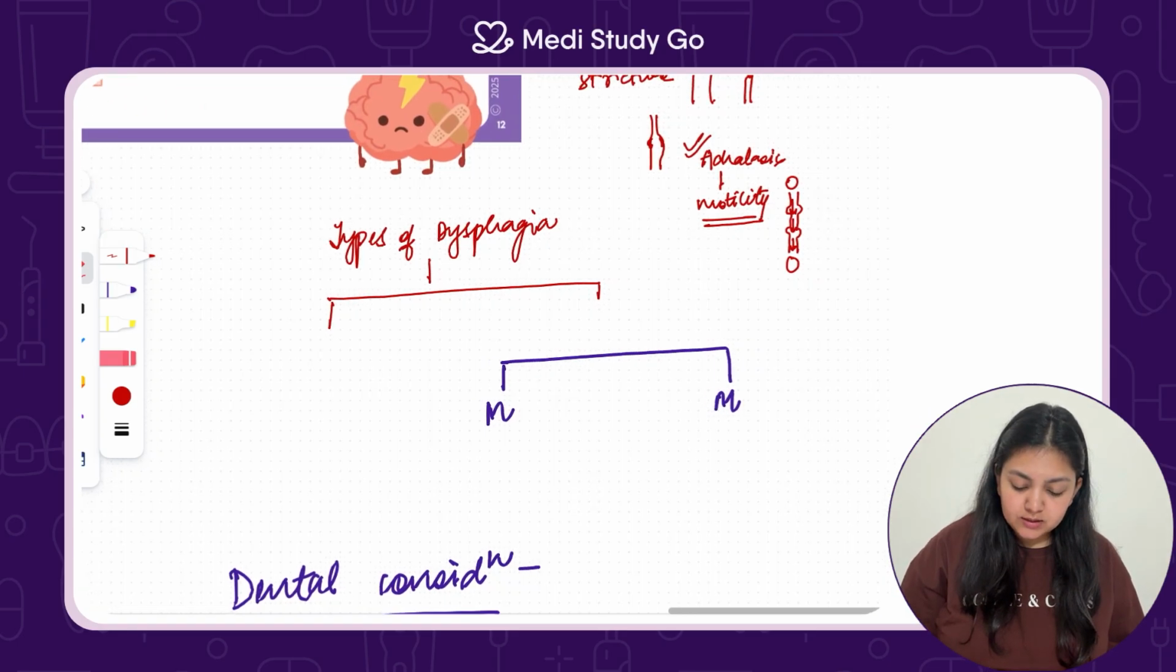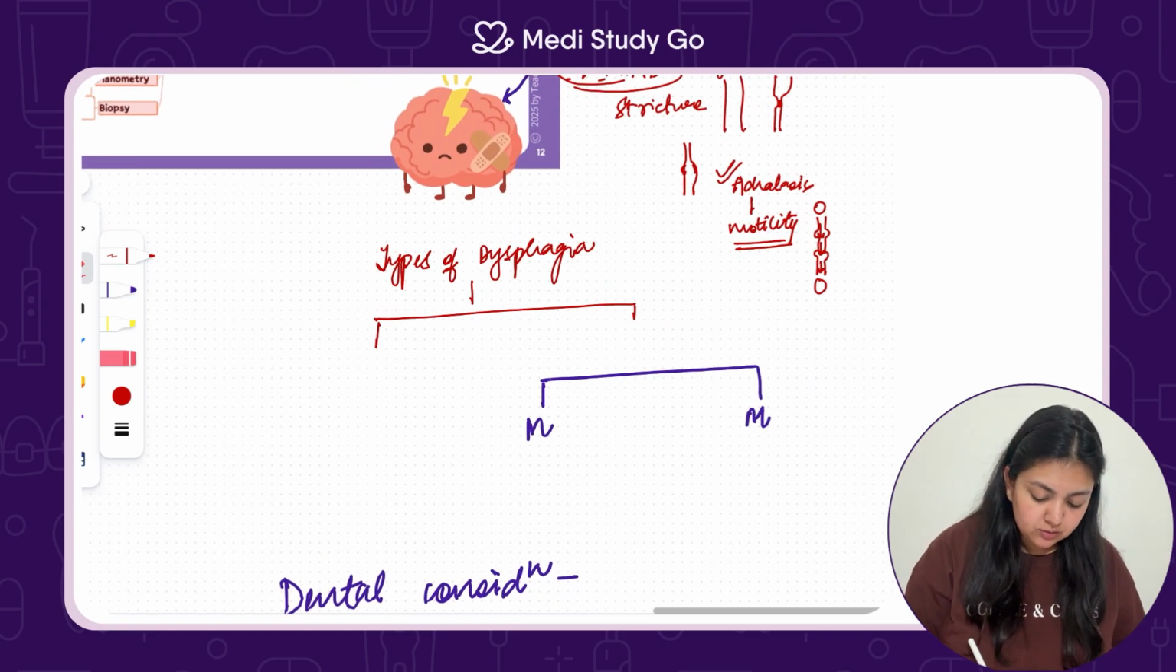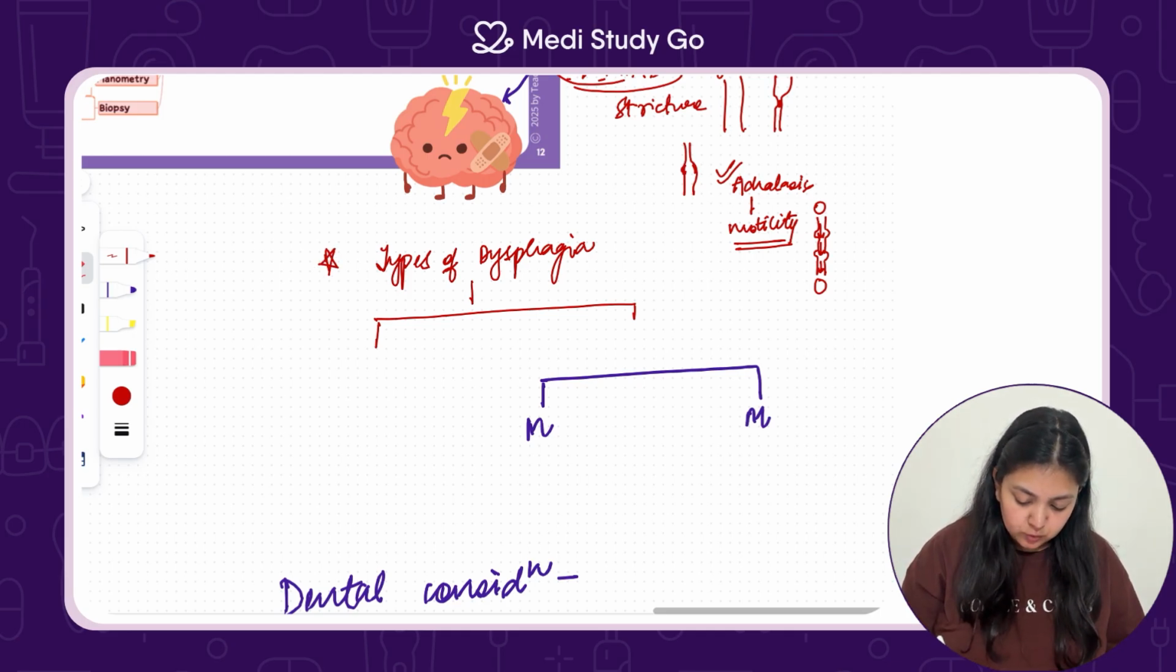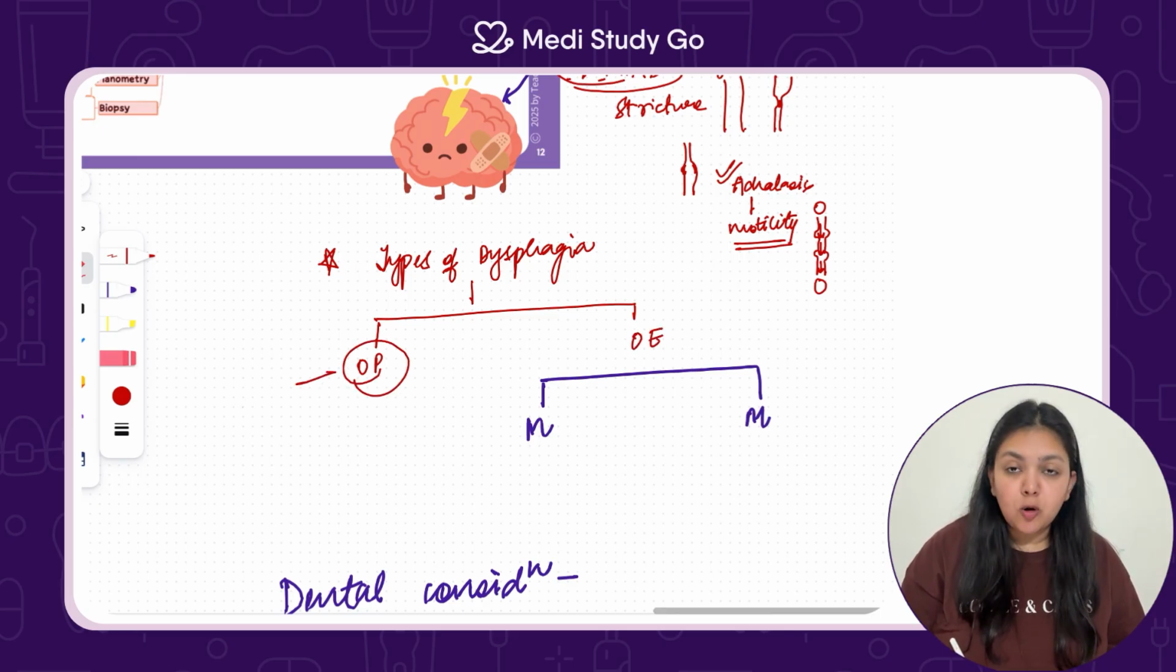Now, once we've done the etiology of dysphagia, you need to know the types of dysphagia. According to the stages in swallowing, dysphagia can be of two types, oropharyngeal and esophageal. Oropharyngeal is due to an actual initiation problem in swallowing. The patient is not able to initiate the swallowing, because oropharyngeal is the first aspect of swallowing.